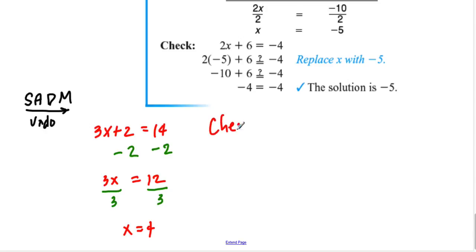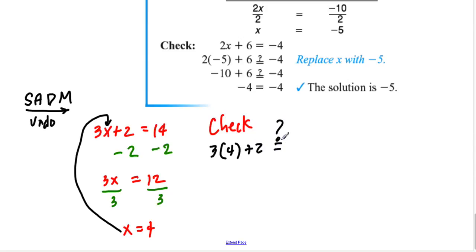And to find out if our answer makes sense or not, we simply substitute 4 back into our original equation. So we substitute that x and see if the sentence will be true or not. So we have 3 times 4 plus 2, is it equal to 14? And this is 12 plus 2, is it equal to 14? Yes, it is. 14 is equal to 14. And that checks out. The solution is x is equal to 4.